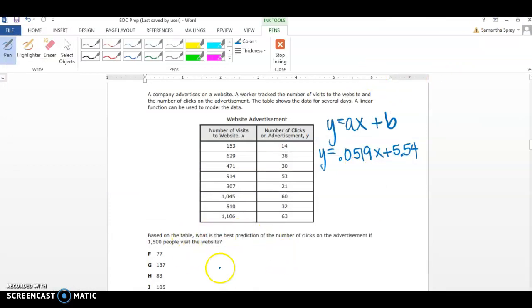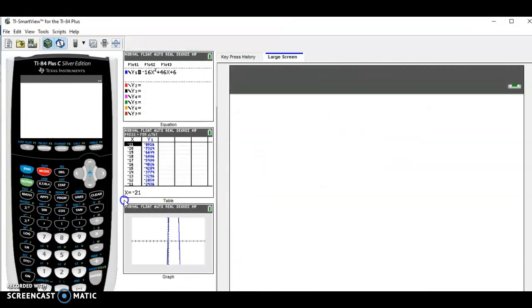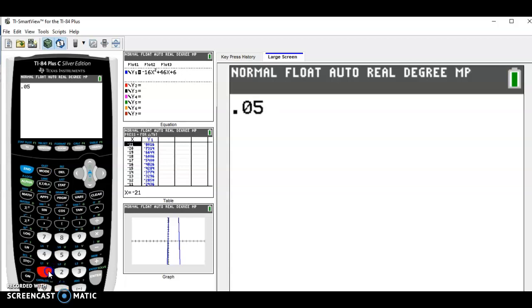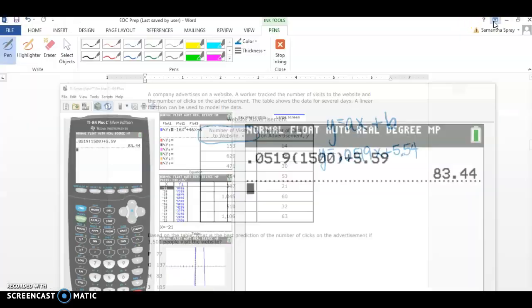Now that I have this right here, we need to know if 15,000 people visit the website. Well, that's my X value. So what I can do, 1,500. What I can do is go over to my calculator and plug in this equation. My A value was 0.0519. My X value is 1,500. And then I'm going to do plus B, which was 5.59. So this tells me it's approximately 83.44 people.